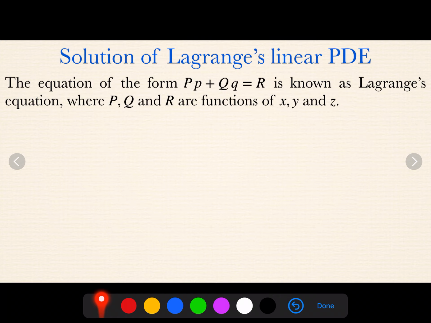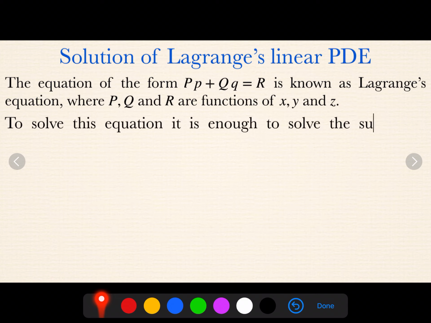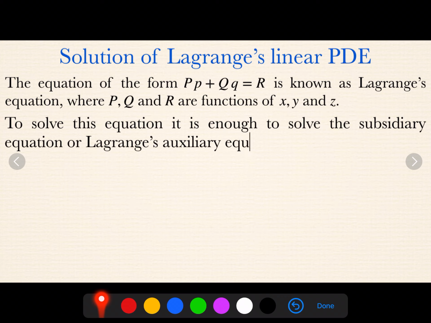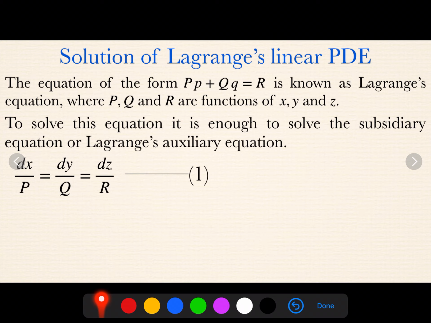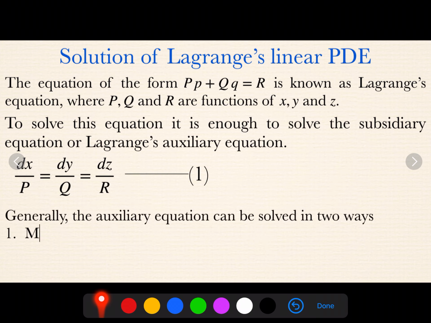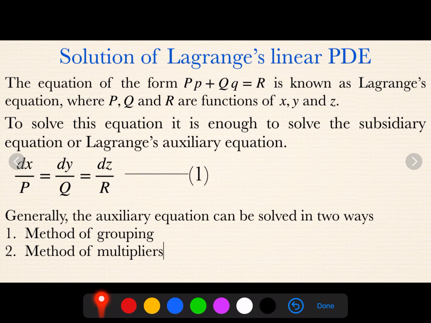So why we call it linear? It means the degree of p and q, that is small p and small q, is always equal to 1. To solve this type of equation, it is enough to solve the subsidiary equation or Lagrange's auxiliary equation given by dx/P, dy/Q and dz/R. The solution can generally be obtained by two methods: the first one is the method of grouping and the second one is the method of multipliers. In this video we are going to discuss the method of grouping.